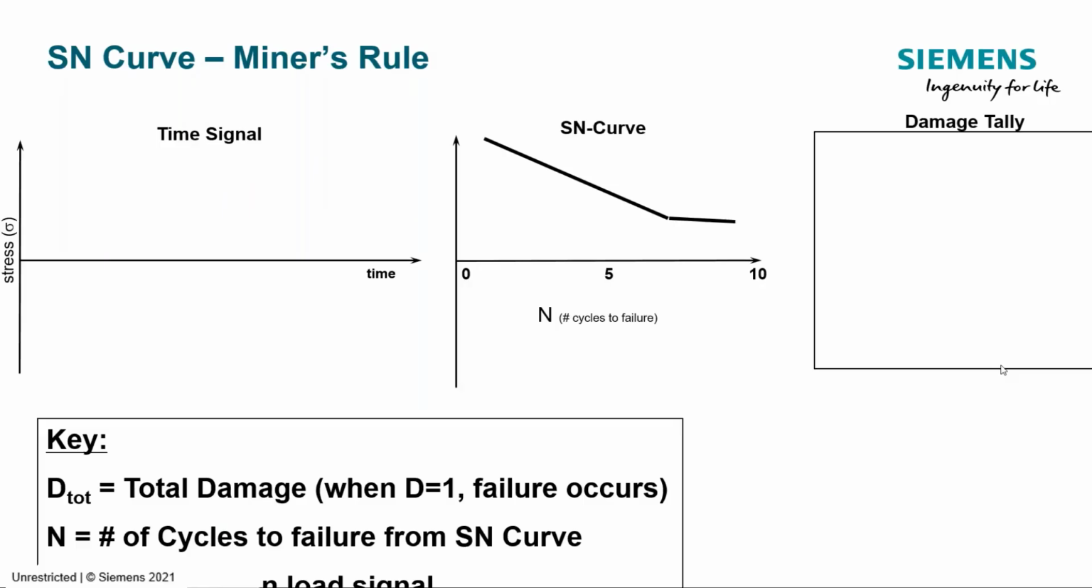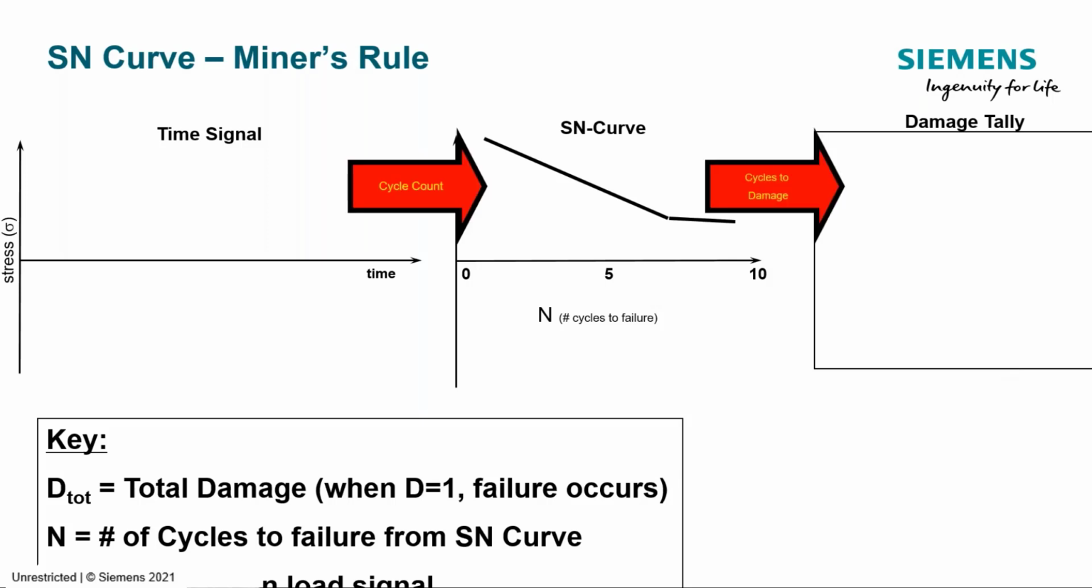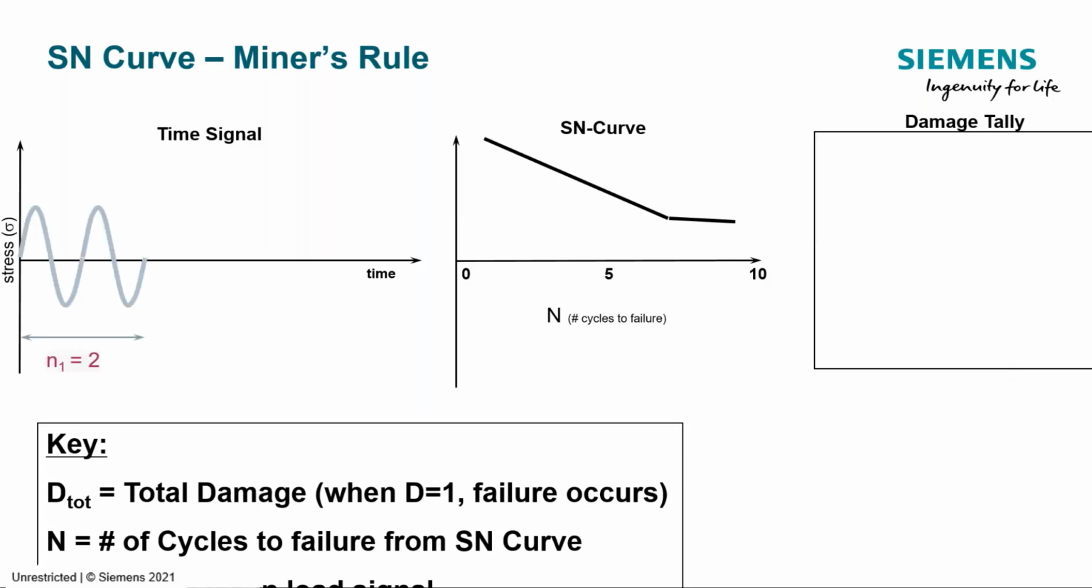So how do we get to damage? Well, we'll start with some waveforms that we're very clear on. We'll take a sine wave. So a cycle is basically a period. Here we have 2 cycles. We're going to cycle it at a certain amplitude, and then we're going to go over there to the SN curve, and we're going to say, hey, how many cycles will it last?